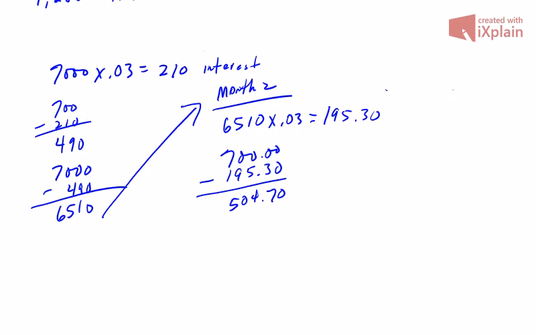So we're going to subtract $504.70 from the beginning of the month's balance of $6,510. Okay, so the balance at the end of month 2 is $6,005.30.